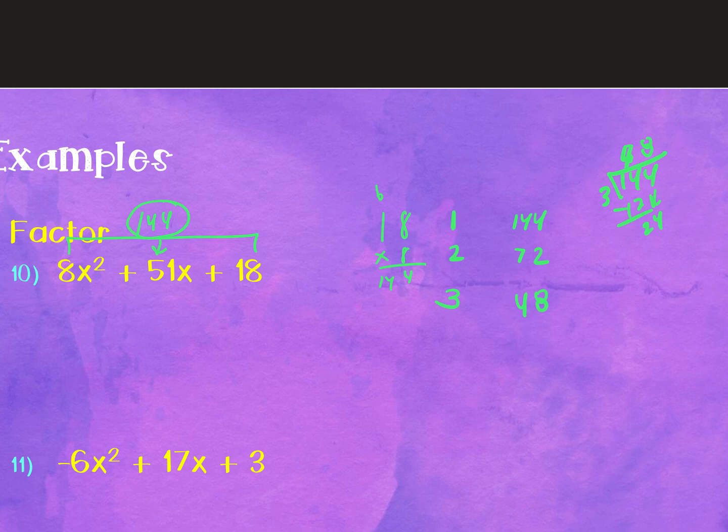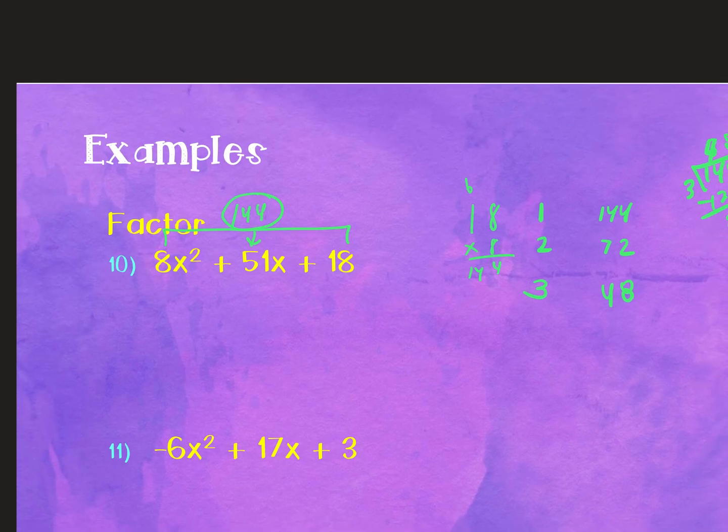Let's check what we're trying to get again. We're trying to multiply to get 144, but add to get 51. Did I find it? Yeah. What's 3 times 48? Well, we already know it's 144. What's 3 plus 48? 51. So I'm going to say perfect. I have x and x, and I know that it's a positive 3 and a positive 48, correct? Both positive because there's both plus in the problem.